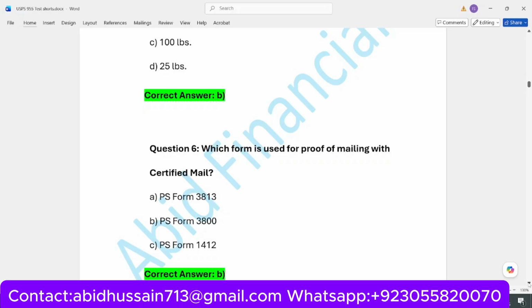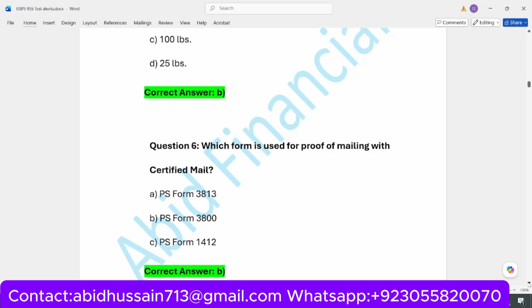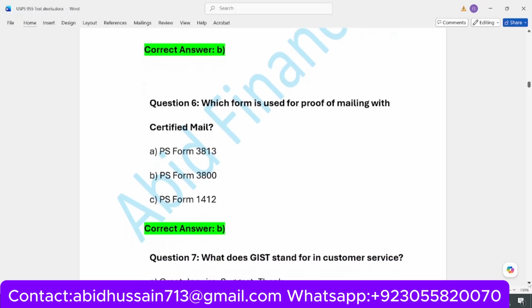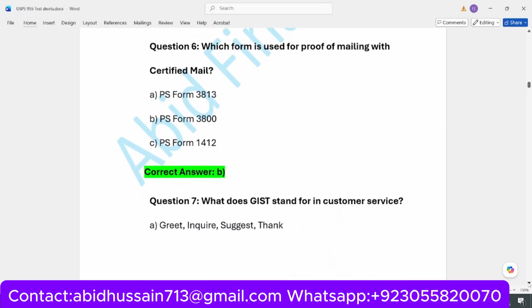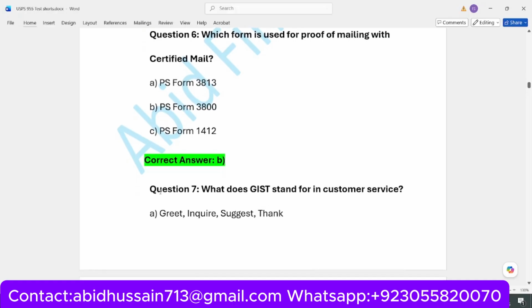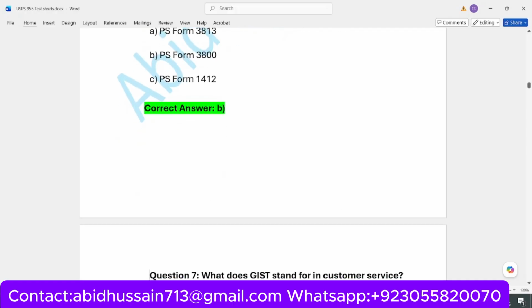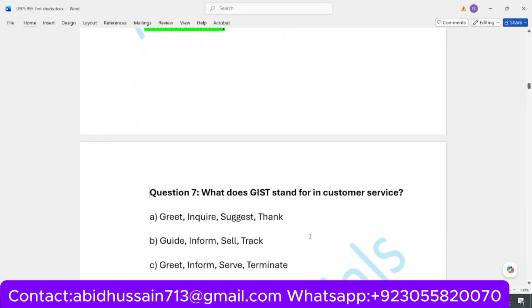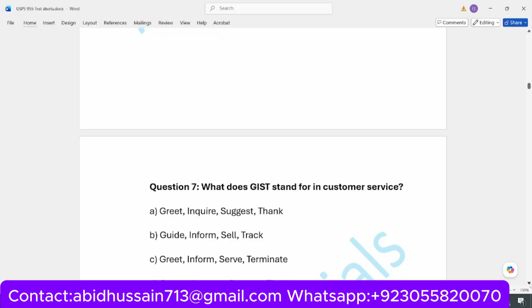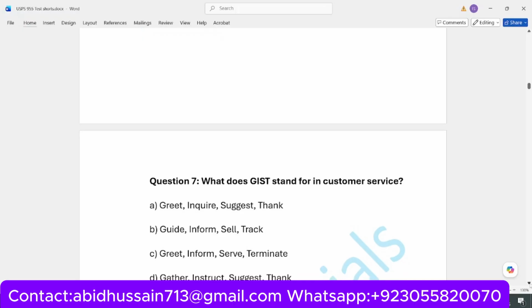Question number 7. What does GIST stand for in customer service? Option A, greet, inquire, suggest, thank. B, guide, inform, sell, track. Option C, greet, inform, serve, terminate, and option D, gather, instruct, suggest, thank. The correct option is option A, greet, inquire, suggest and thank.